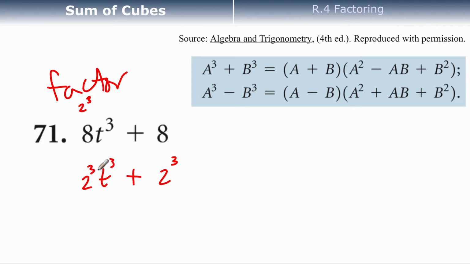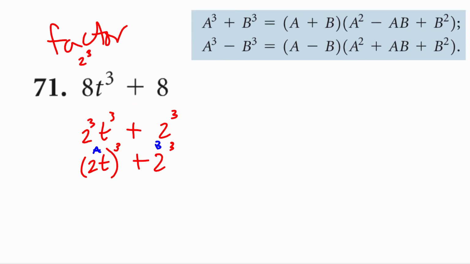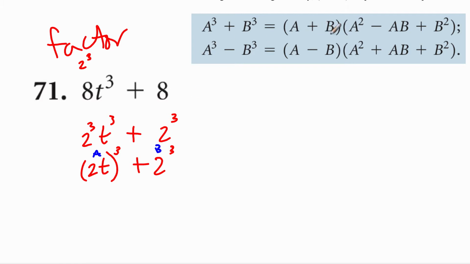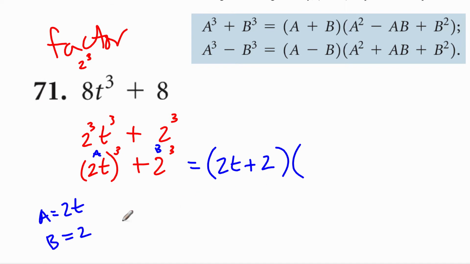Now since both of these are cubes, I can get those together and write it like this: 2t cubed plus 2 cubed. So A then, let me use a different color. A is 2t and B is going to be 2. If I know what A and B are, then I just plug them in up here and follow this format. So to factor this, it'll be A plus B. A is 2t, so I put a 2t here, plus B is 2. Maybe it's not a bad idea, off to the side, to write A is 2t and B is 2, just so you can refer back to them.